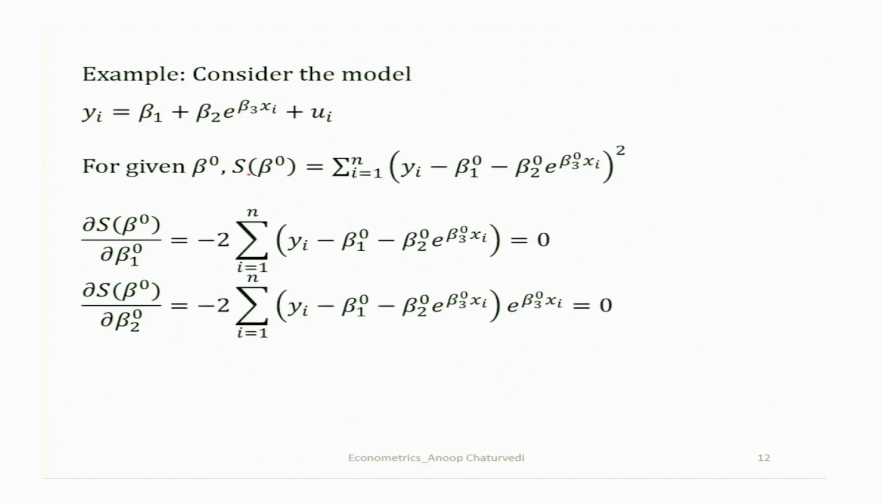And if we differentiate S beta naught with respect to beta 2 naught, then we obtain del over del beta 2 naught S beta naught equal to minus 2 times summation y i minus beta 1 naught minus beta 2 naught e to the power beta 3 naught x i into e to the power beta 3 naught x i. You have this term also equal to 0. So, you get these two equations.